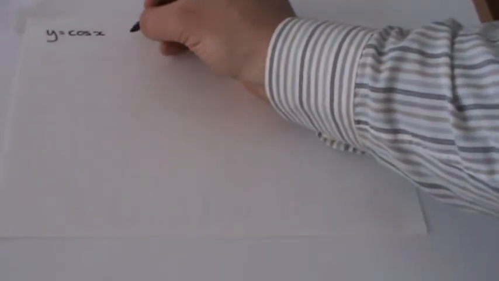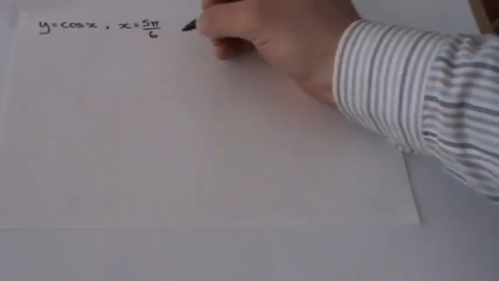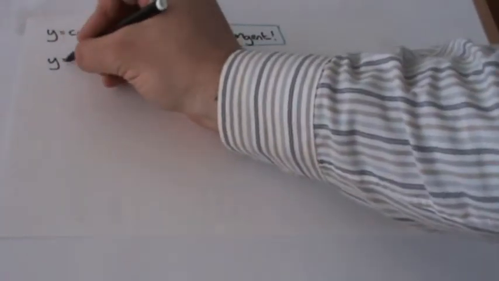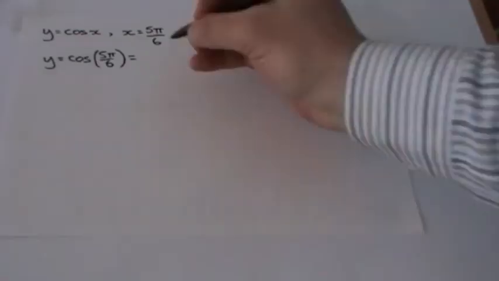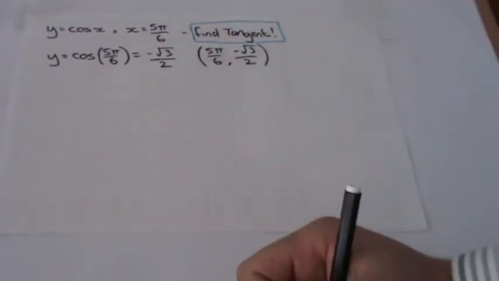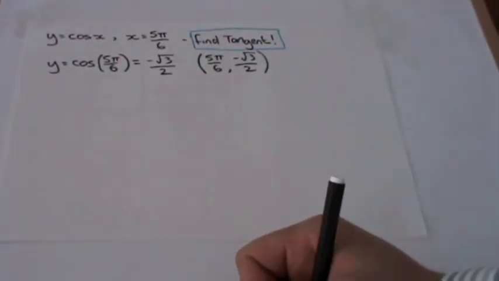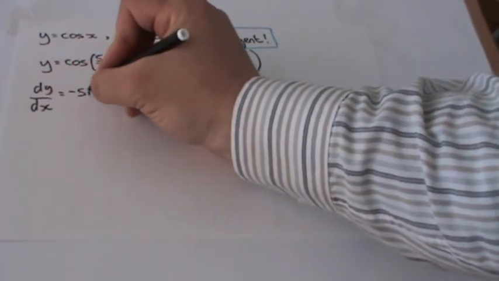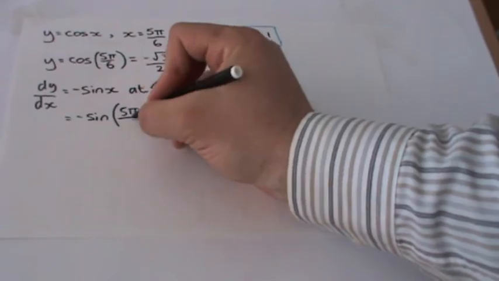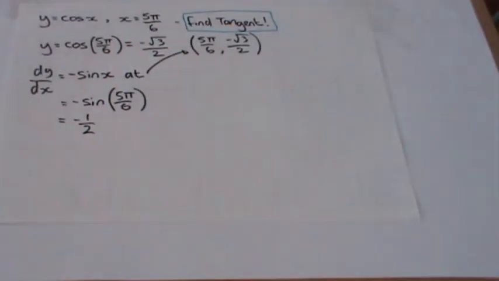Our next example, we're going to find the tangent to cos x at the point x equals 5 pi by 6. Remember, we're looking for the tangent. We're given the x value, so the first thing we're going to do is find the y value. It's minus root 3 over 2, so we have x and y coordinates. Next, we differentiate the function to find the gradient. Differentiating at the x position 5 pi by 6, we get minus a half.